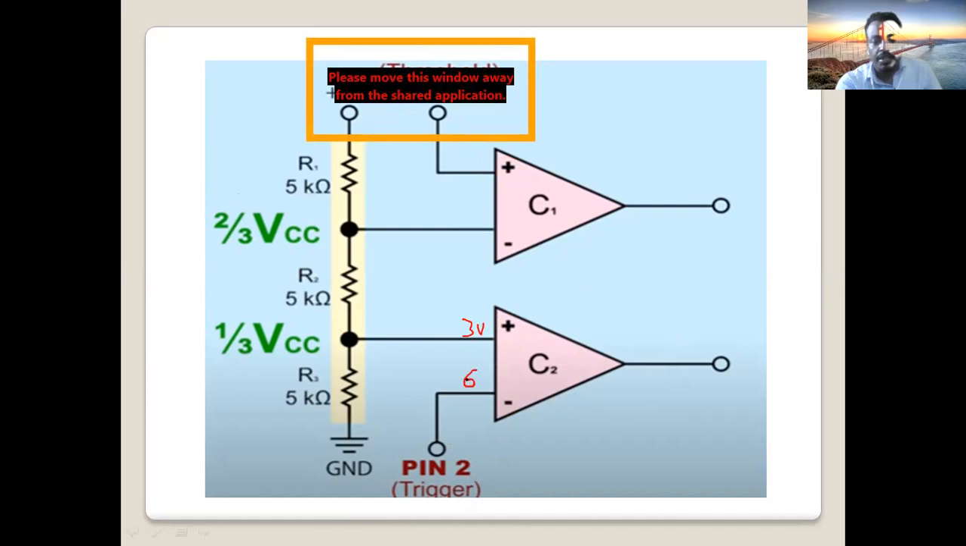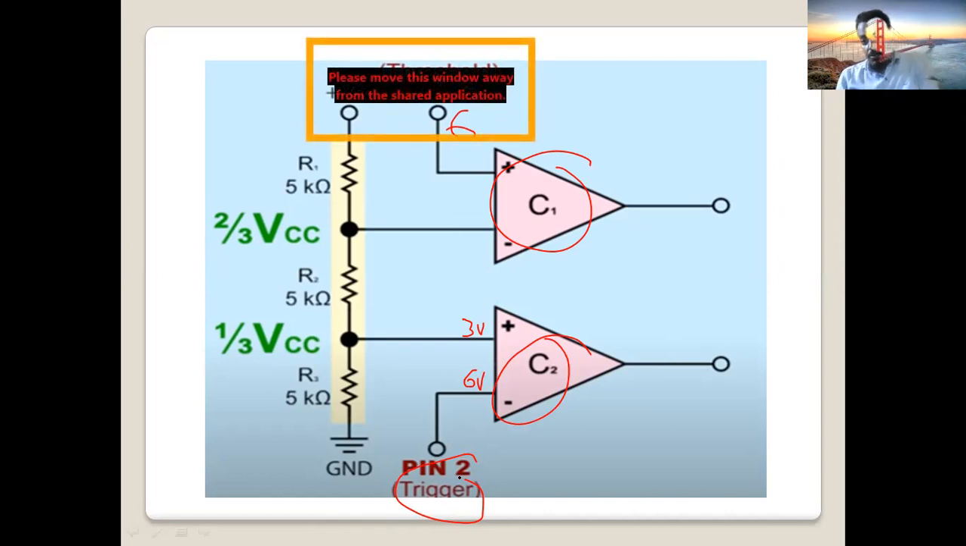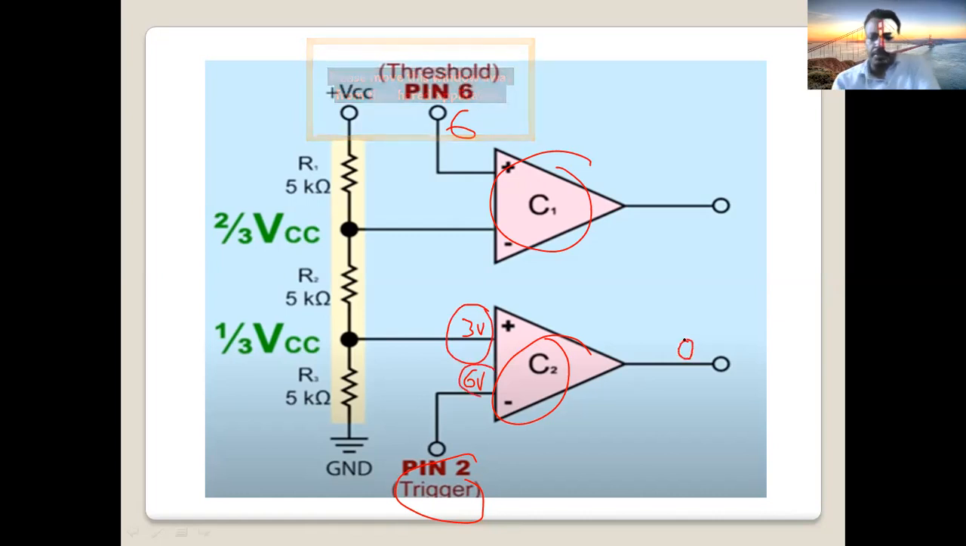Okay, what will happen if you apply 6 volt here? Pin number 2 is another input. For comparator 1, we say pin number 6. For comparator 2, we are talking about pin number 2. Comparator C1 compares the pin number 6 threshold with 2/3 of VCC. Comparator C2 compares the pin number 2 trigger input with 1/3 of VCC. So two comparators, we have two outputs. In this case, positive is 3, negative 6, the output of the comparator will be 0, because the positive is less than the negative.